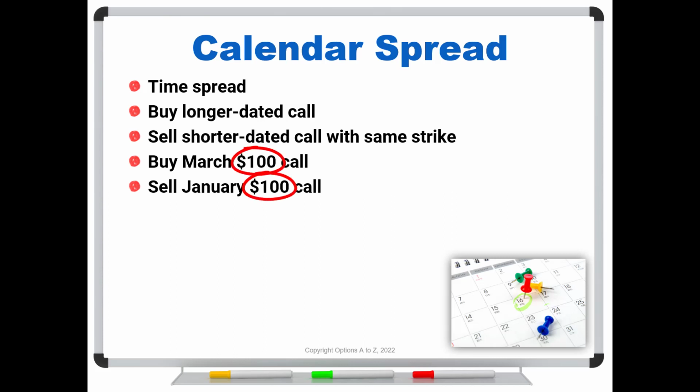Now, if you're long the longer dated one, it's a long time spread, and it would be a short time spread otherwise. The way that I have set this up in this example, it would be a net debit, and that's because you are purchasing the longer dated call. So that's the calendar spread.